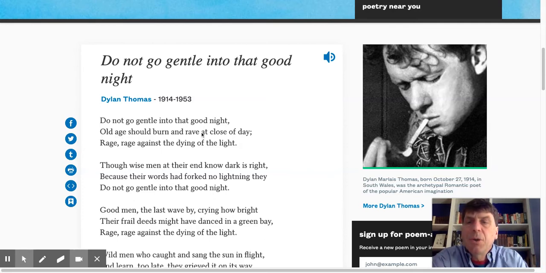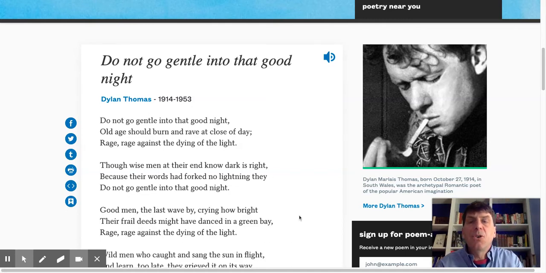Old age should burn and rave at close of day. So right here we have old age in a personification, which is an interesting use. Old age is sort of a thing, a person, that should burn and rave at close of day. That's really interesting, it's sort of a contrast, a juxtaposition. You don't usually think of old age as burning and raving. They don't have a lot of raves at Ocean View, probably.